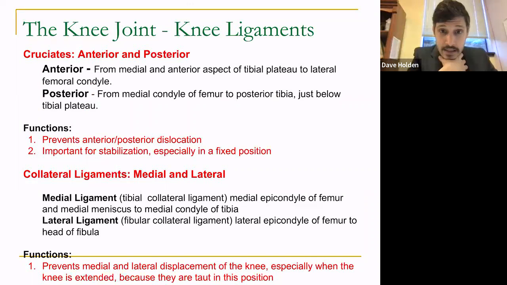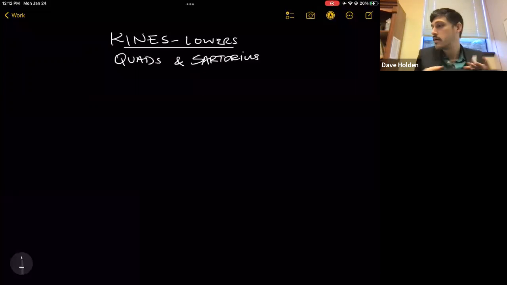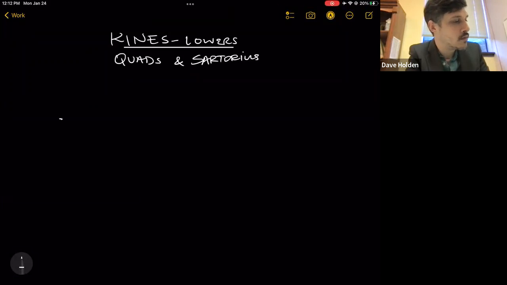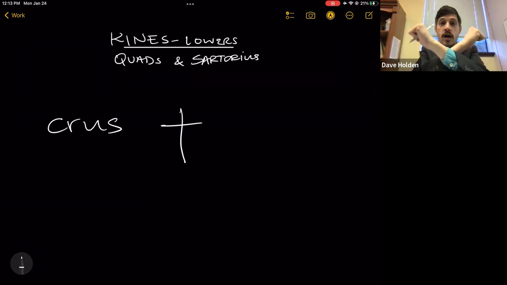So of those ligaments, all the ligaments around the knee, and remember guys, there's like a good dozen to a half dozen. There's quite a few. The major ones that we really want to make sure that we are aware of are the cruciate ligaments and the collateral ligaments. Cruciate comes from the Latin word crus, which means cross, just like the cross. So the cruciate ligaments are the crossed ligaments.